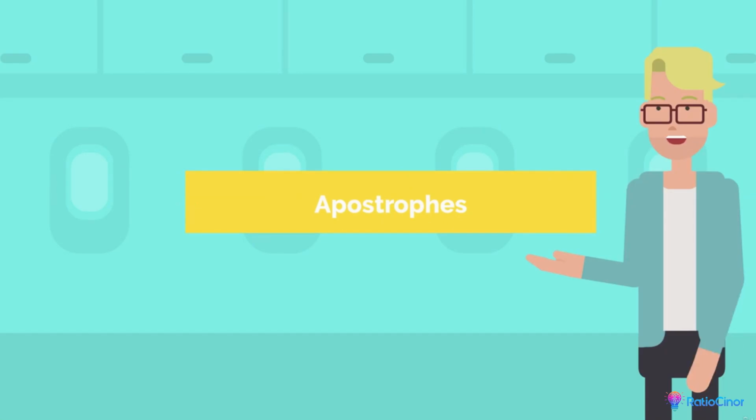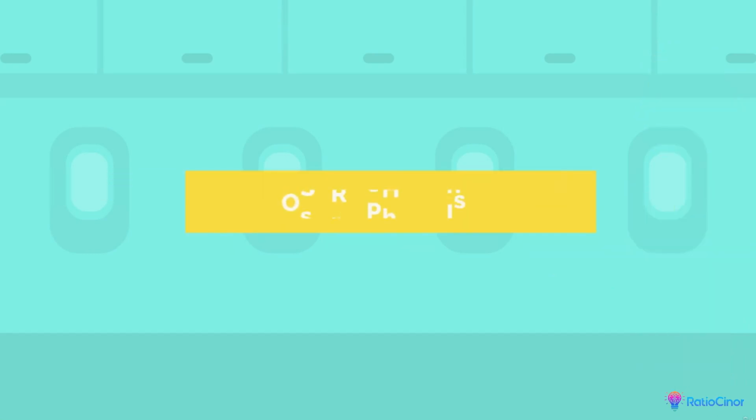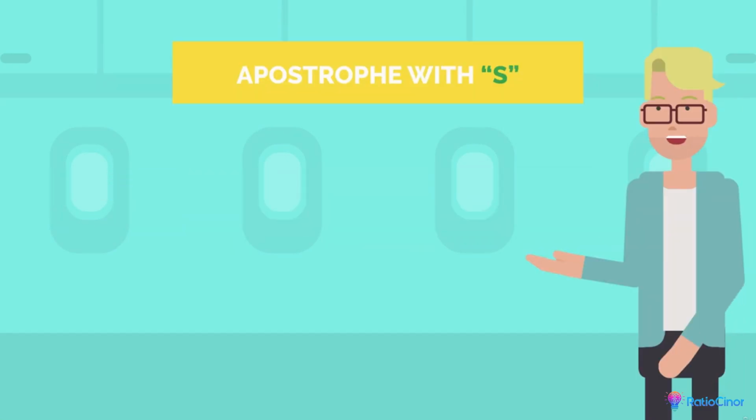Apostrophes. In English, you can use apostrophes to show belonging. You can use them to show who owns something, such as a pet, and to talk about your family. Apostrophe with S. Add an apostrophe and the letter S to the end of a singular noun to show that what comes after the noun belongs to it.